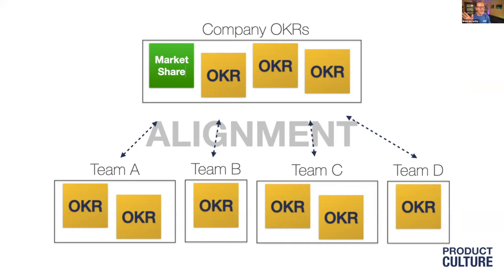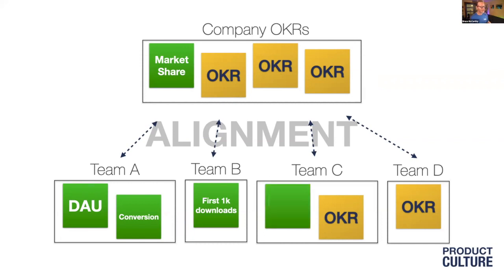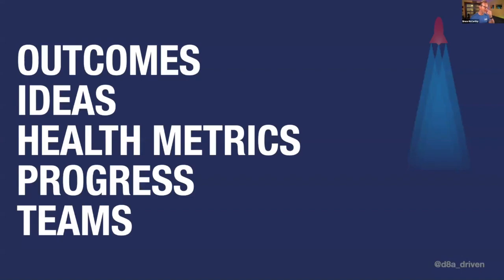So for example, let's say at the company level, there's a market share goal. Team A might decide we're going to go for daily active users and conversion rate. Those will push, they're not exactly derivative of market share, but they will push market share by creating a more engaged, larger customer base. Similarly, Team B, if they're working on something brand new, it will expand the customer base by getting the first 1,000 downloads. And then Team C, if they've got a more mature product, they just want to reduce churn, that too will support the goals of the company.